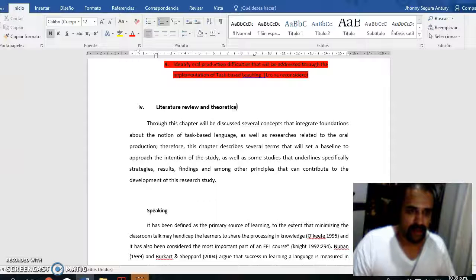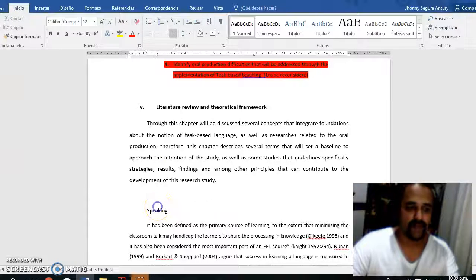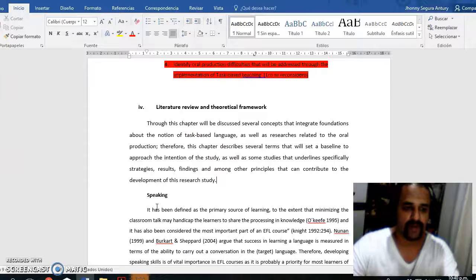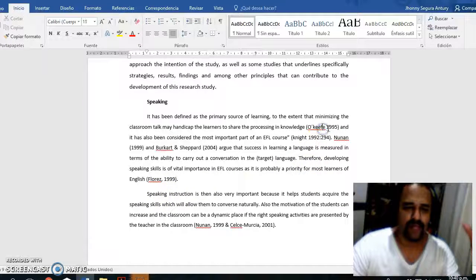Theoretical framework. Because I think you actually did well. You did pretty well in stating the basic concepts, and I think it is well done. Double check, you have some problems with APA.